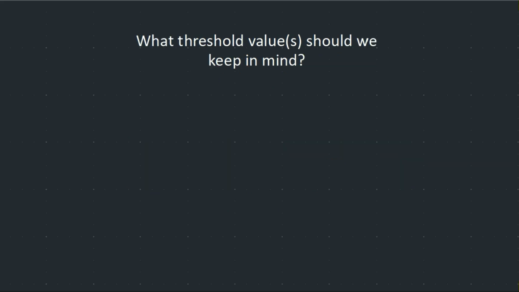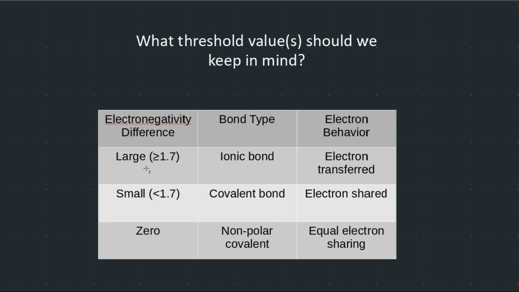So let me put it this way. What threshold value should we keep in mind when we're talking about electronegativity and bonding? Well, the value is 1.7. If the difference is more than 1.7, it leads to an ionic bond. I hope you remember ionic bond, wherein we have complete transfer of an electron or electrons. Less than 1.7, it leads to a covalent bond. Herein we have electrons being shared.